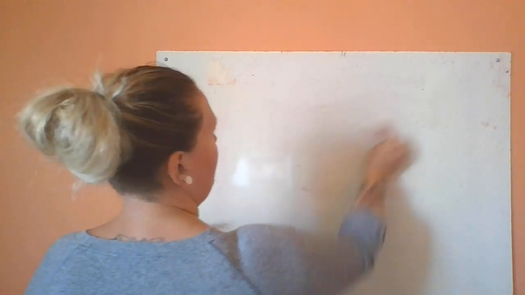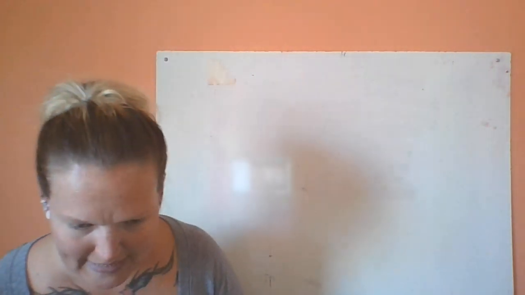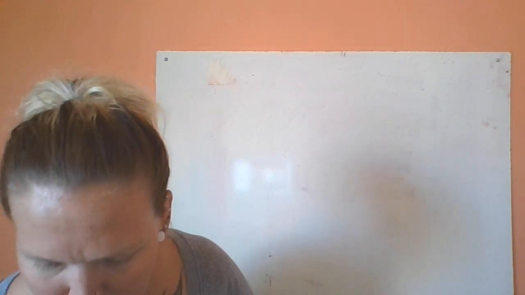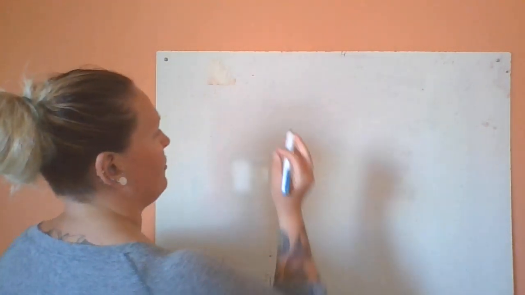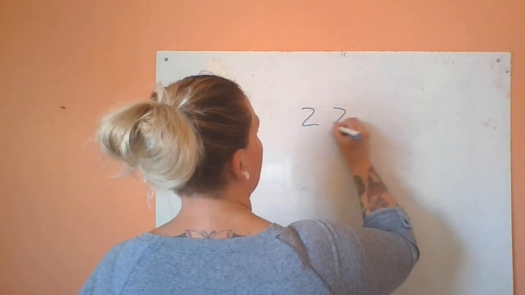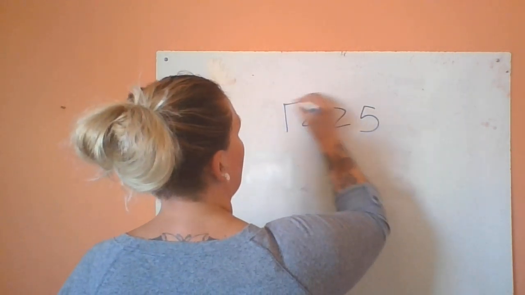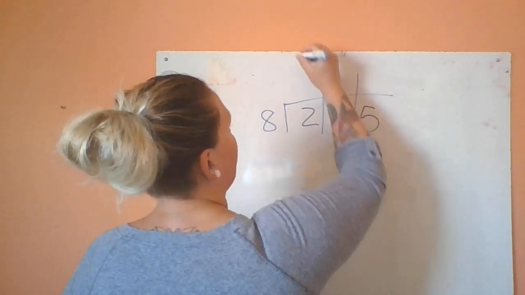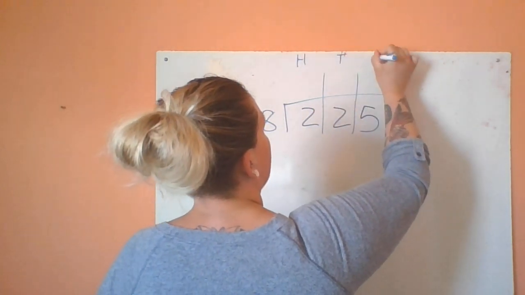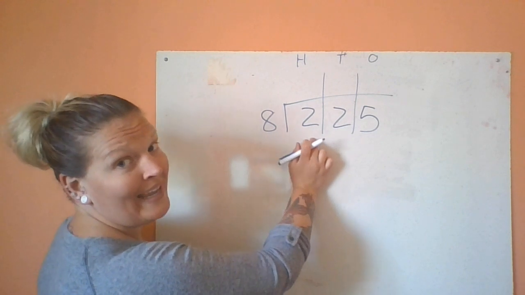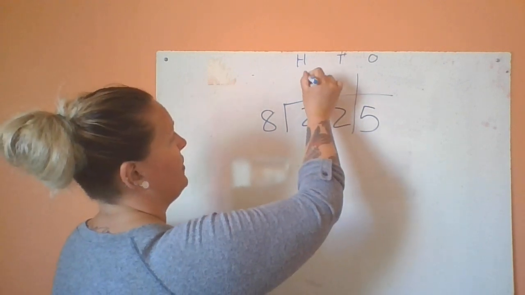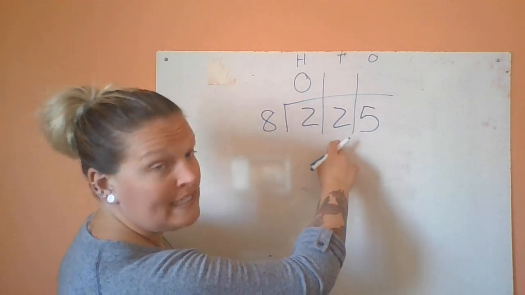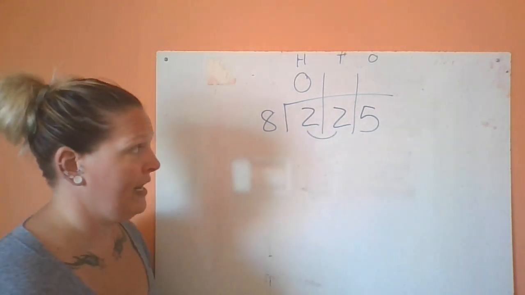We will do one more with the remainder. Okay. We will do another one with 5. 225 divided by 8. I know that 8 can't go into 2, so I'm going to put a 0. But I do know that 8 can go into 22 because I need to move to the next spot, right?